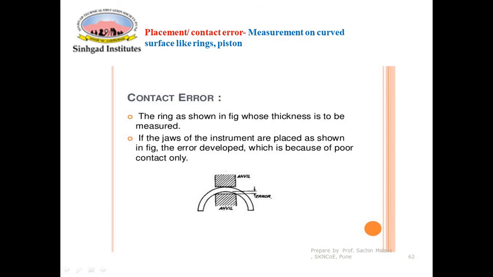This anvil should contact this surface at this extreme point here. So in this case, instead of contacting at the correct position, the anvil is contacting at the wrong position. That's why we are getting the wrong reading. That's why the contact here is wrong, and that's why this is called a contact error. Okay, so this is only due to poor contact, so it is called a contact error.